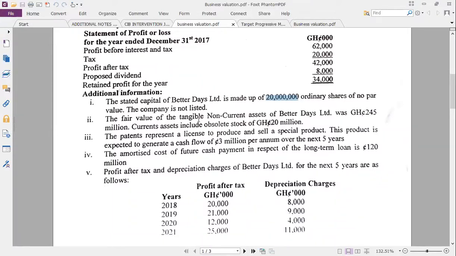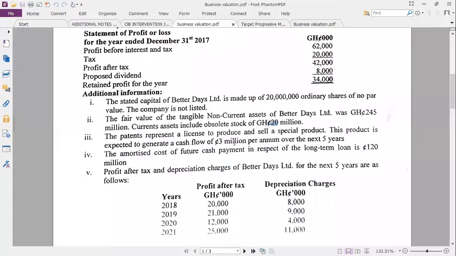The fair value of the tangible non-current asset of Better Days was 245. We said that for tangible non-current assets, we need the fair value or the real value or the market price or the market value. We are done. The current assets include obsolete stock of 20 million. That means some of the inventory is outdated, so you take it off. We are calculating net assets, so you take it off from what? The inventory. So that means the current asset, you subtract 20 from it.